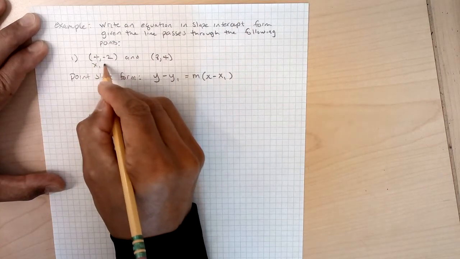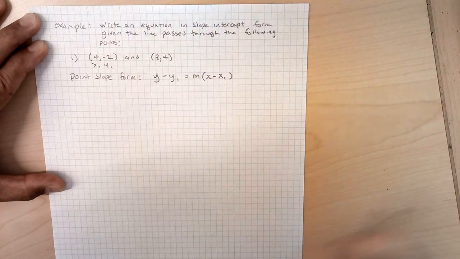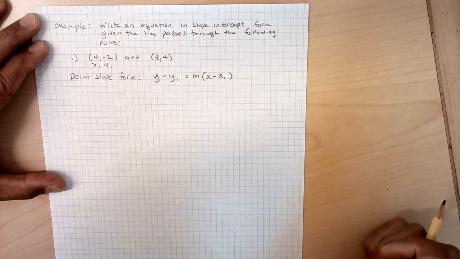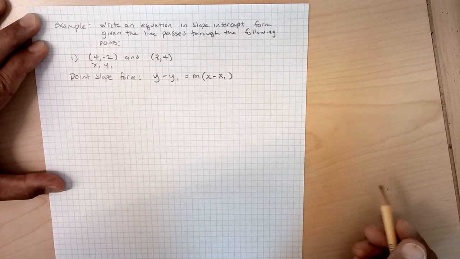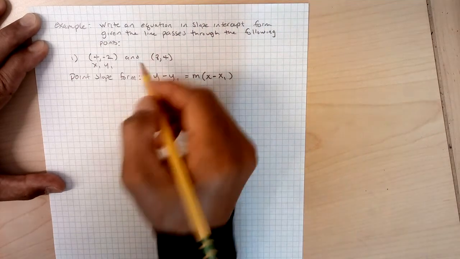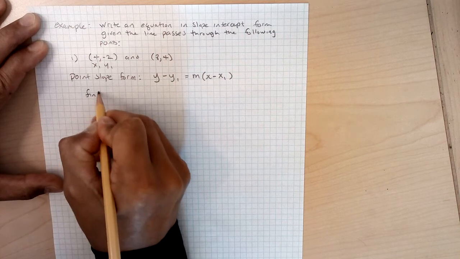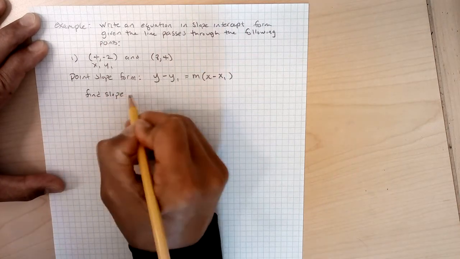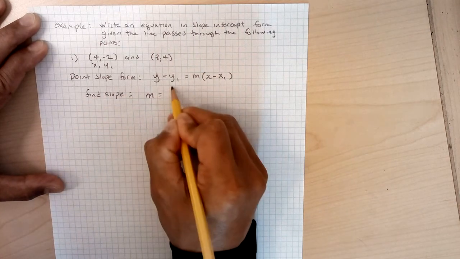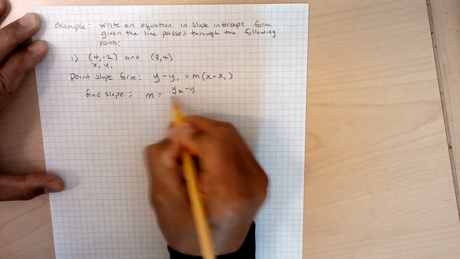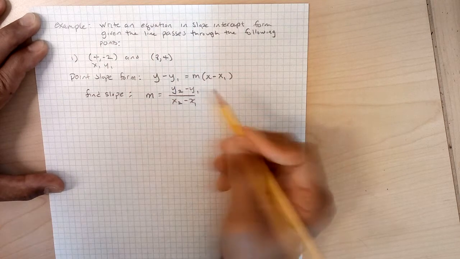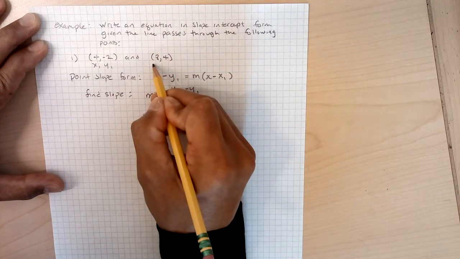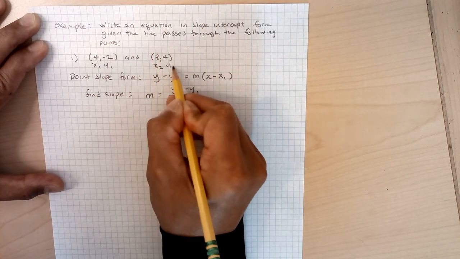I'm going to use that as x sub 1, y sub 1. So we can plug that into the equation, but we also need the slope, m. So we have 2 points. We're actually going to use both of those points in order to find the slope. So I'm going to find the slope first, using the equation, m is equal to y sub 2 minus y sub 1 over x sub 2 minus x sub 1. So this point right here, I'm going to label that as x sub 2, y sub 2.